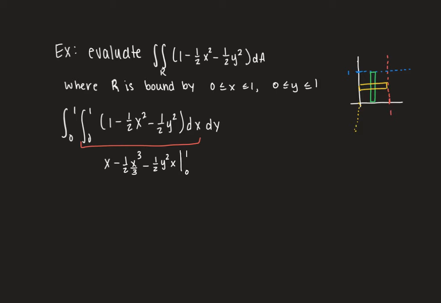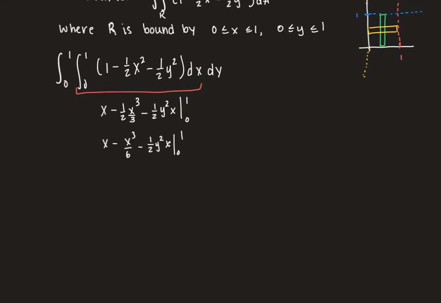So I'm just going to simplify that a little bit. x minus x cubed over 6 minus 1/2 y squared x from 0 to 1. And when I plug in 1, I get 1 minus 1/6 minus 1/2 y squared, and then minus 0 minus 0 minus 0, so that's just 0, luckily. So 1 minus 1/6 is 5/6 minus 1/2 y squared.